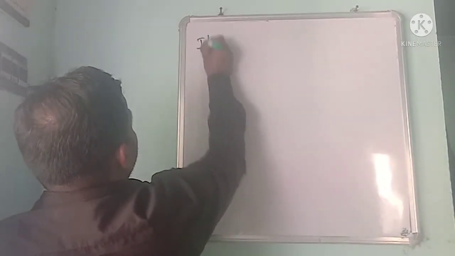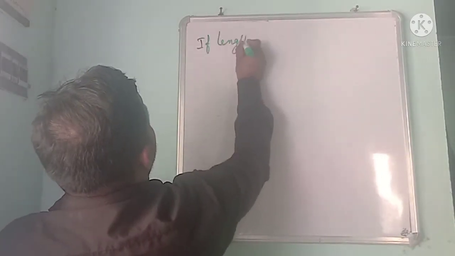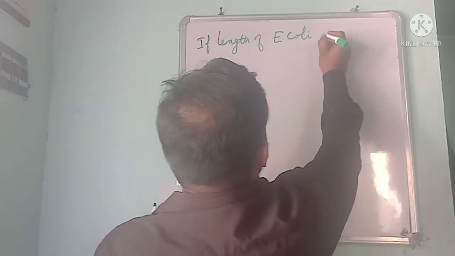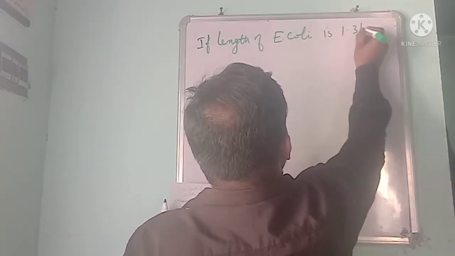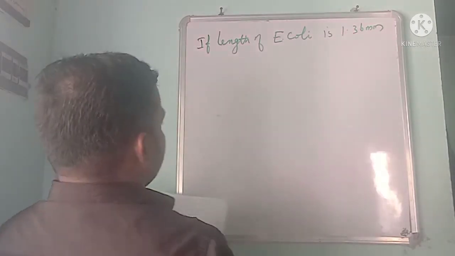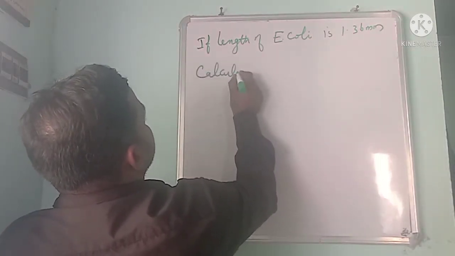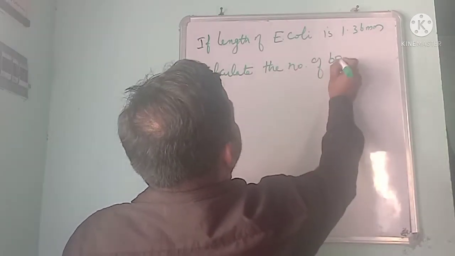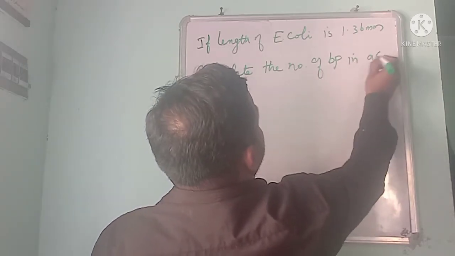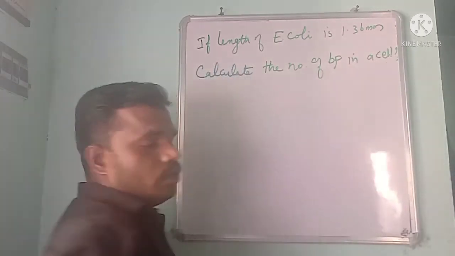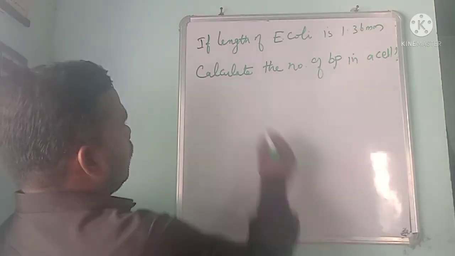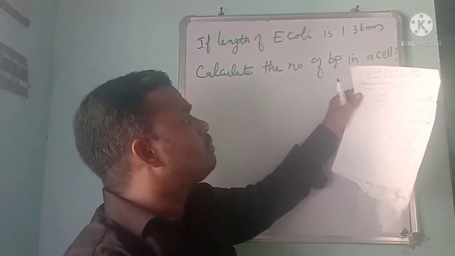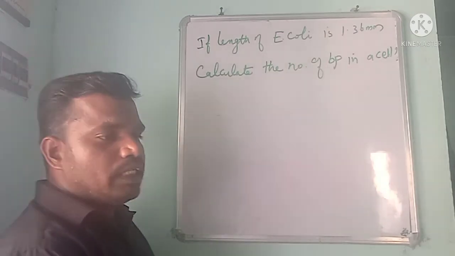There is a question given: if the length of E. coli is 1.36 millimeter, calculate the number of base pairs in a cell. I hope the question is very clear. If the length of E. coli is 1.36 millimeter, calculate the number of base pairs in a cell.